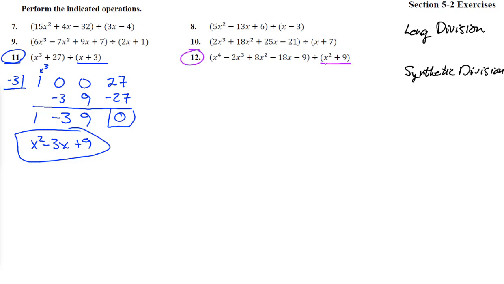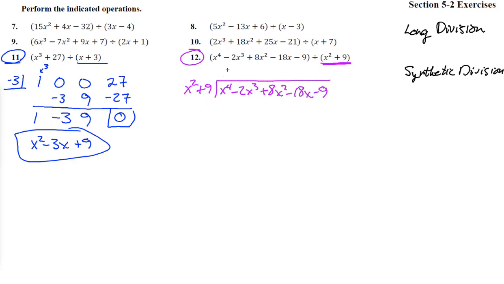We cannot use synthetic division. We have to do the long way. X squared plus 9 goes into this big long thing, x to the 4th minus 2x cubed plus 8x squared minus 18x minus 9. All right, let's start working left to right.